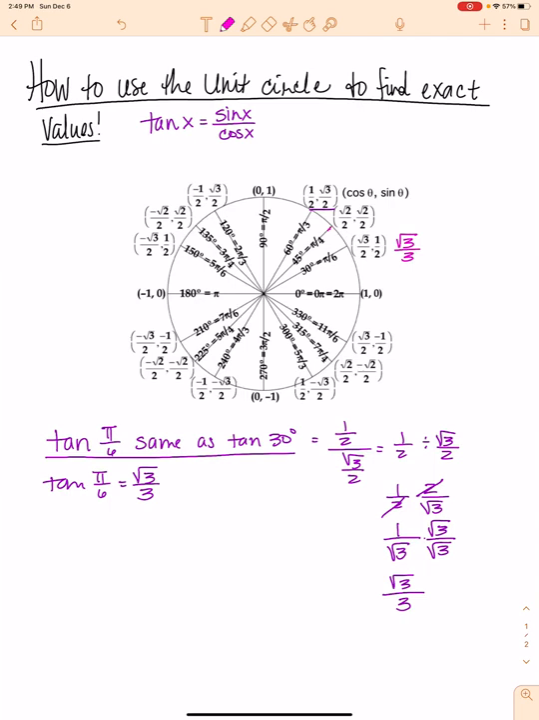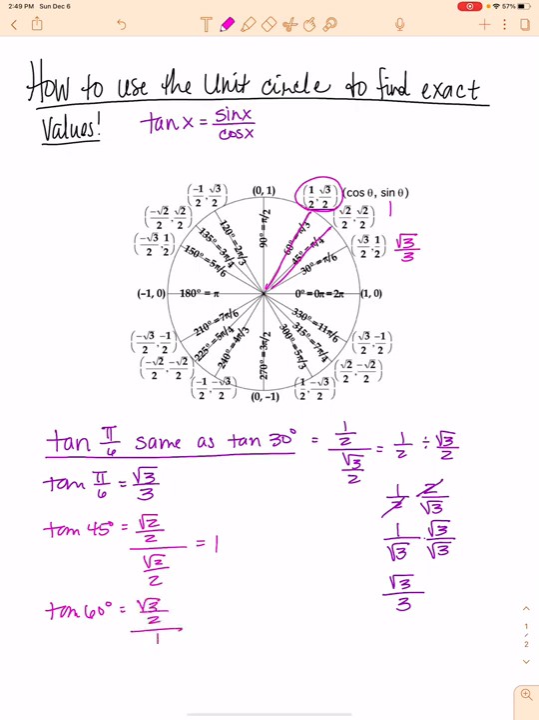All right, now I'm going to do the same thing for the other ordered pairs. So if I'm looking right here at this ordered pair, the tangent of 45 degrees is going to equal radical 2 over 2 divided by radical 2 over 2. And we know that that's just going to be 1. So your tangent value there is 1. All right, now we're going to look at 60 degrees. So the tangent of 60 degrees is radical 3 over 2 divided by 1/2, which means radical 3 over 2 times the reciprocal, which is just radical 3.